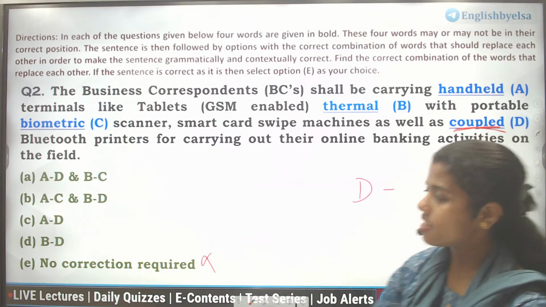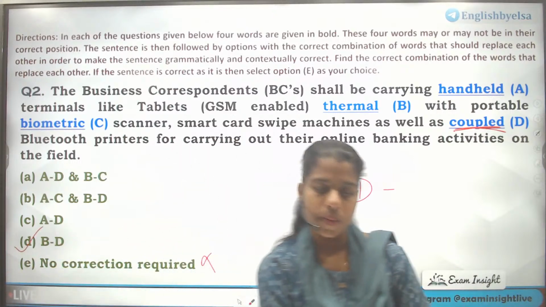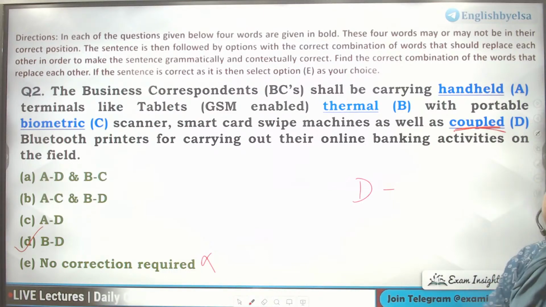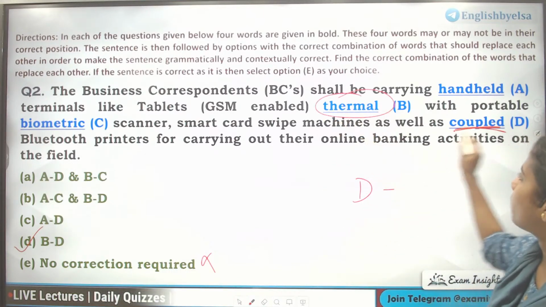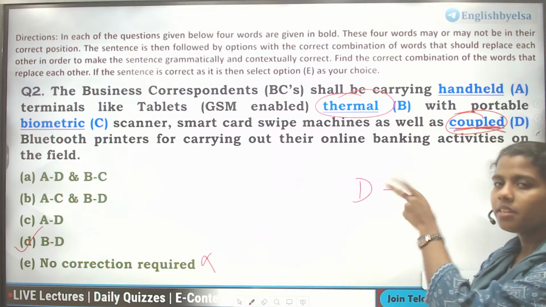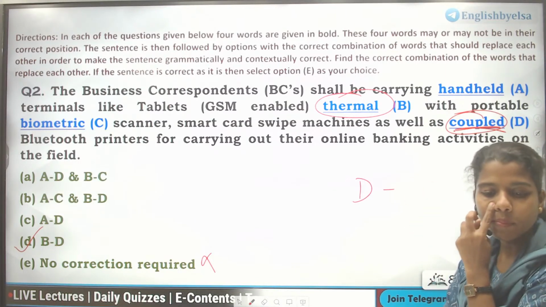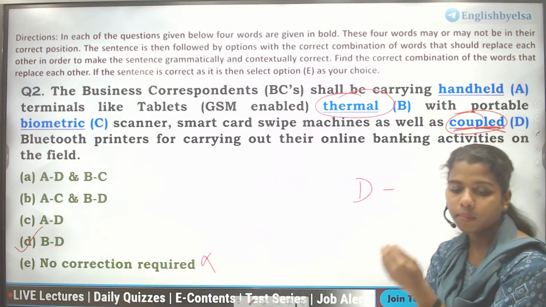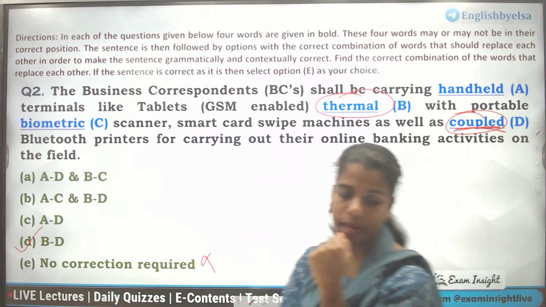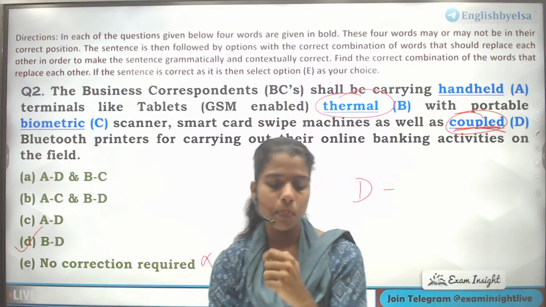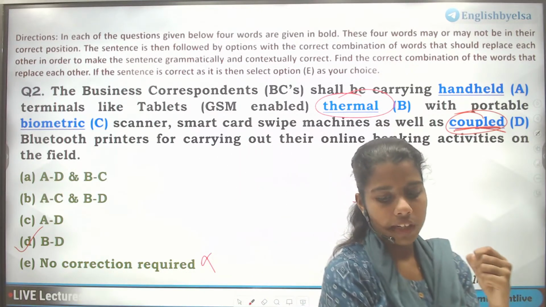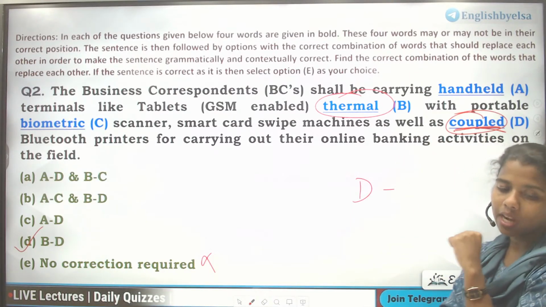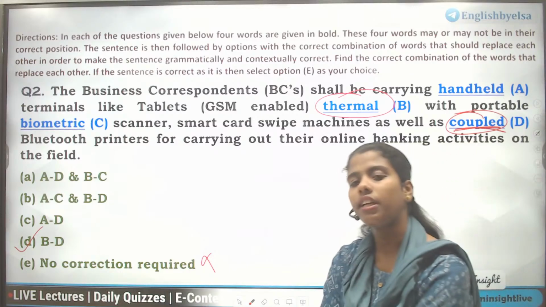B with D, that is correct. Option number D is correct in question number 2. That means thermal should be replaced with coupled. That means replacement should take place between B and D. The correct statement will be the business correspondent shall be carrying handheld terminals like tablets coupled with portable biometric scanner, smart card swipe machine, as well as thermal Bluetooth printers for carrying out their online banking activities on the field.